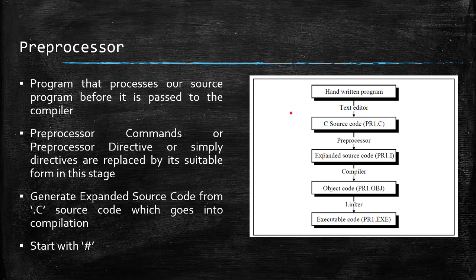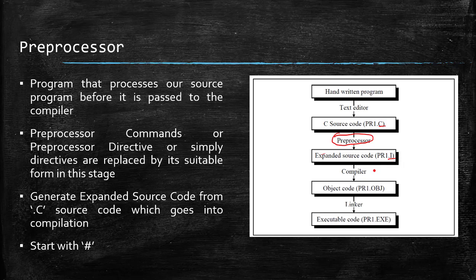So if we look at the different stages through which the C file goes, first we write the code in the text editor. So we are creating a C source code with the extension .c. After that, the preprocessor stage, what we are discussing right now, will be executed, and it will generate an expanded source code with the extension .i.